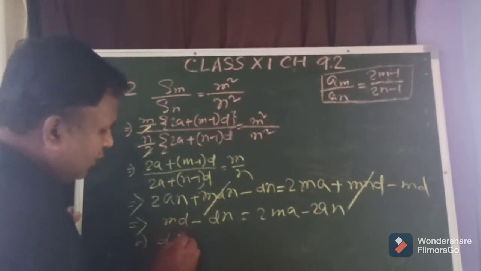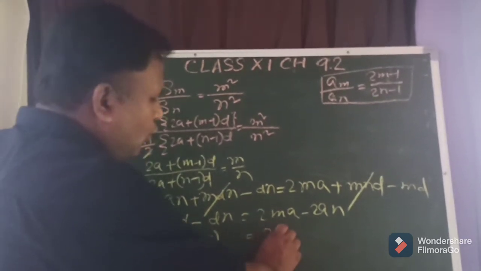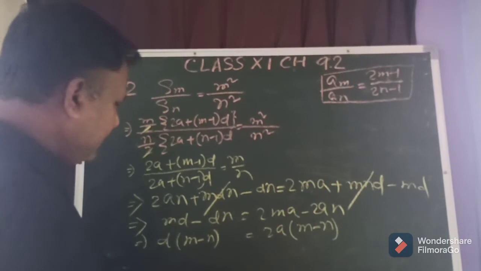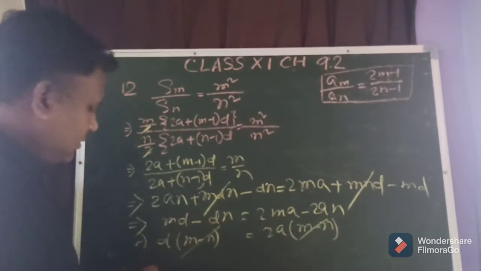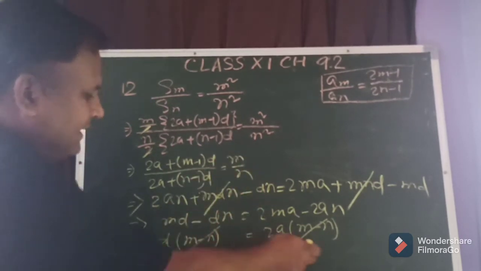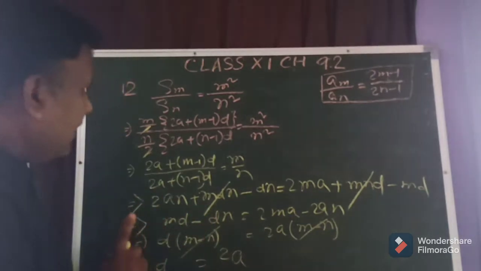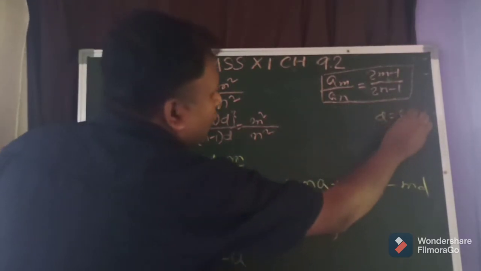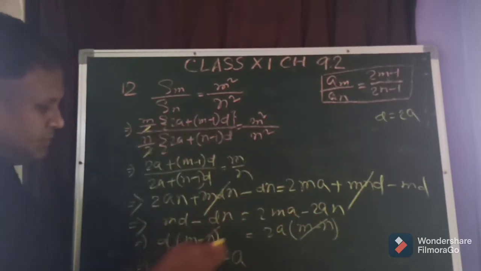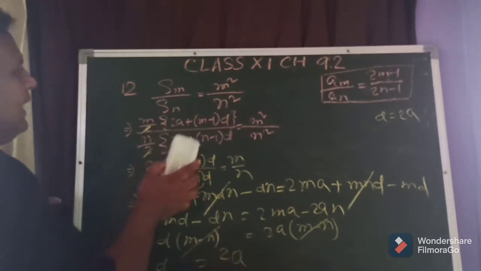So what will d be equal to? d times (m minus n), correct? And here if you take 2a as common, then you get m minus n. So m minus n cuts, and you get d is equal to twice a. This is the common difference d. I have to rub this part for the next part, so just look again and take a snapshot. Okay, you understand? So let's go to the final point.